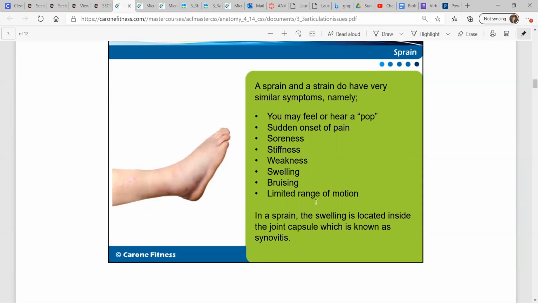But they both have similar symptoms. You may hear a pop, sudden onset of pain, soreness, stiffness, weakness, swelling, bruising, limited ROM or range of motion. In a sprain, the swelling is located within the joint capsule, and that's known as synovitis.